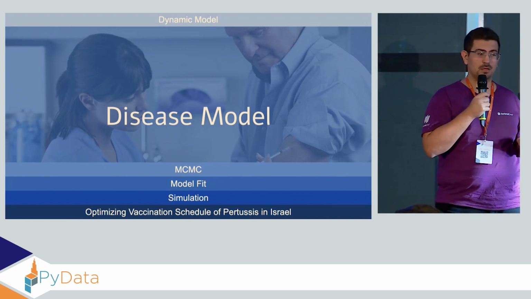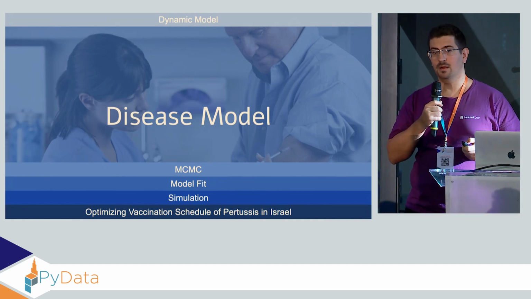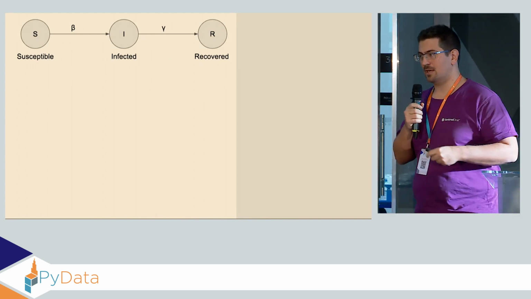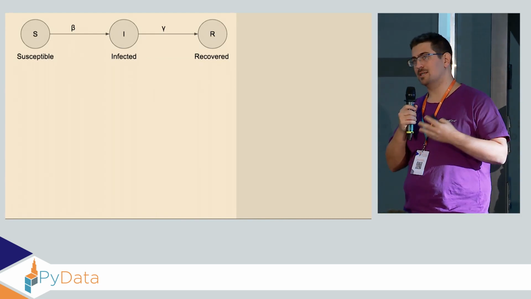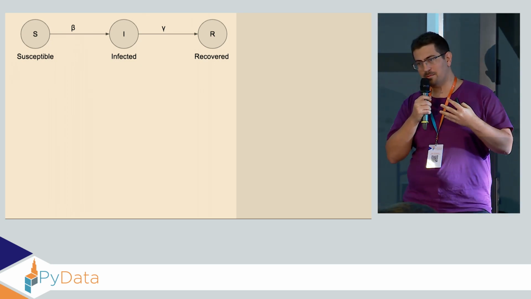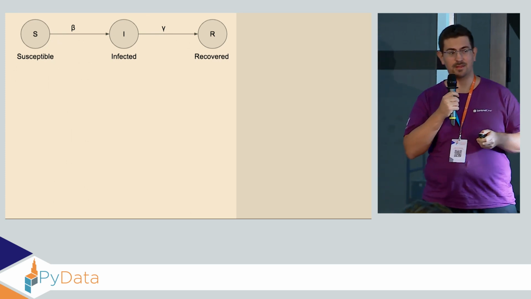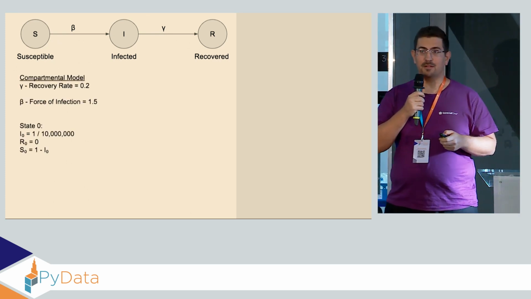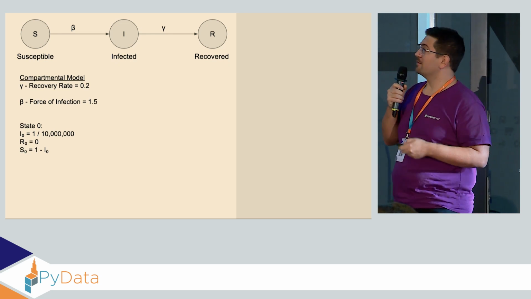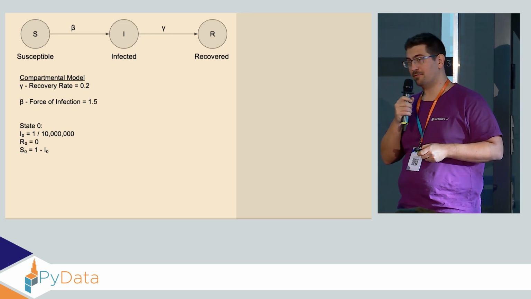So what's a disease model? A disease model is basically a type of dynamic model, but instead of talking about ages, we're talking about disease progression. So some people can be susceptible to the disease. That means that they are not currently sick, but they could become sick because they haven't yet. Then if they get infected, they move into the infected group. And once they recover, they go into the recovered group.